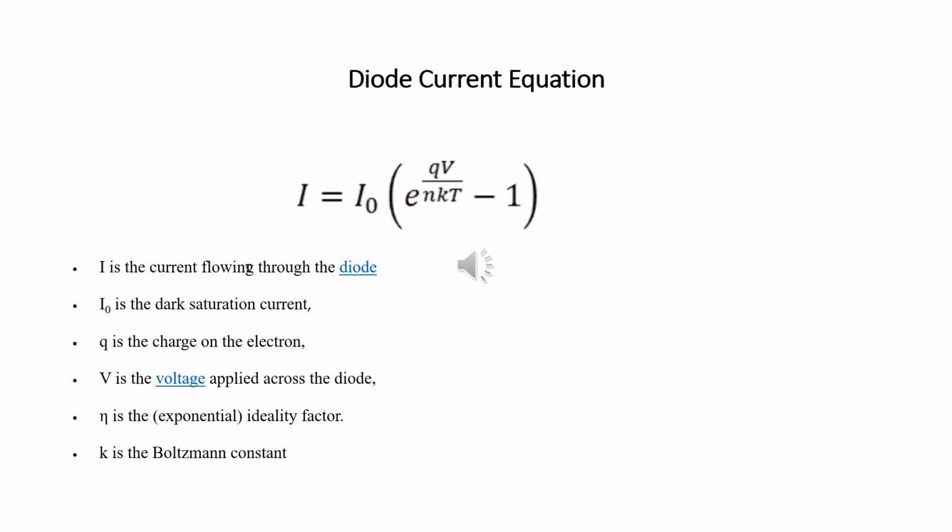Here I naught is the reverse saturation current in amperes, V is the applied voltage, eta is equal to 1 for a germanium diode and 2 for a silicon diode, and Vt is the voltage equivalent of temperature in volts. The factor eta is called the emission coefficient or ideality factor.